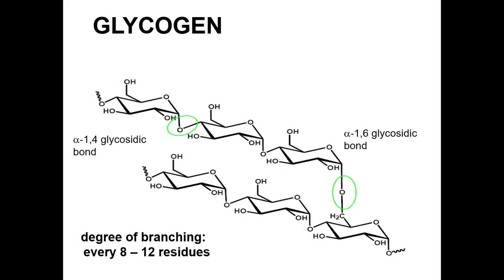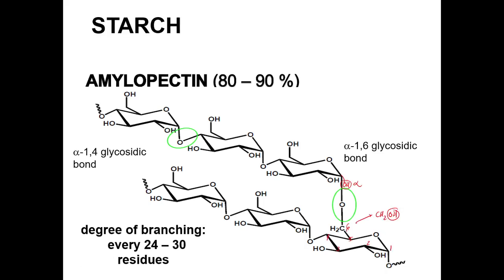This time, this is called your glycogen. So, similar siya doon sa starch natin. We also have your alpha 1-4 and the alpha 1-6. The difference lang is the degree of branching. So, the degree of branching for glycogen is every 8 to 12. If you will compare it with starch, it is 24 to 30.